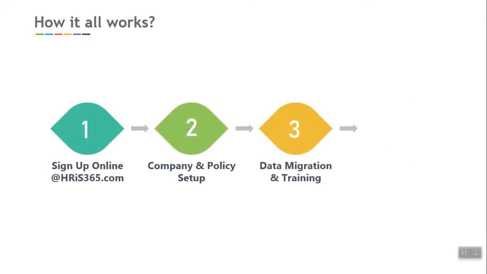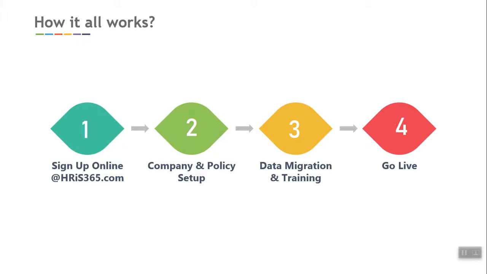Alright, and how does it work? Suppose you say you want to start with HRIS365.com, it's very simple. Just go to the website called HRIS365. Second, there is a small form, you just have to fill it and submit it. Alright, and your account will get ready, and you will get the credentials. Right, so you can just go to the web, type whatever subdomain you mentioned in the registration, enter the subdomain .hris365.com, right, and you will have the access.